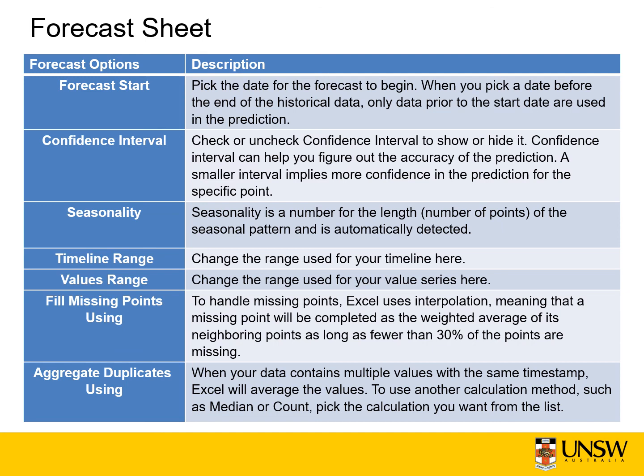Timeline range is the range used for timeline series, and value range is the range used for value series. Fill missing points controls how missing points are handled. By default, Excel uses the interpolation approach where the missing points are filled based on the weighted average of neighboring points. And finally, duplicate aggregates determines how multiple values with the same timestamps are calculated.